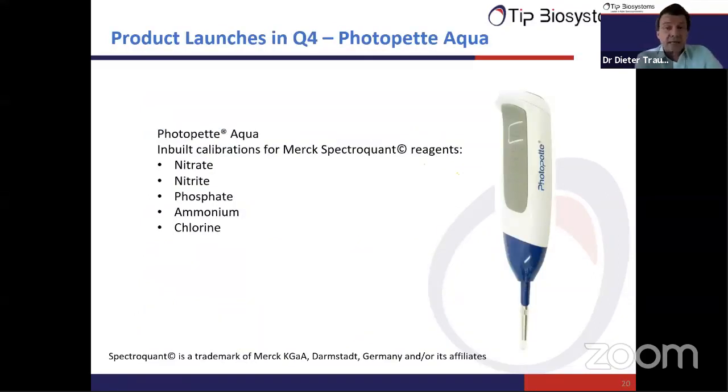Okay, so let me come now to the last part of this presentation, some new products we are very excited to launch very soon. We want to add one more family member to the Photopette family. We call it Photopette Aqua, and the Photopette Aqua will enable you to measure nitrate, phosphate, ammonium, and chlorine by using reagents from the company Merck, Millipore, and they have a reagent line called SpectroQuant, and SpectroQuant is a trademark of Merck.